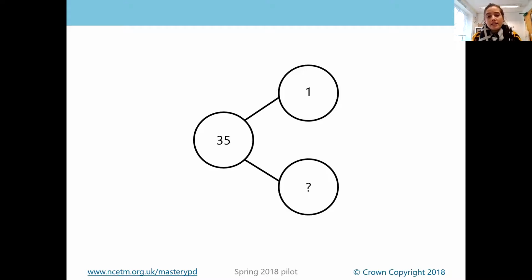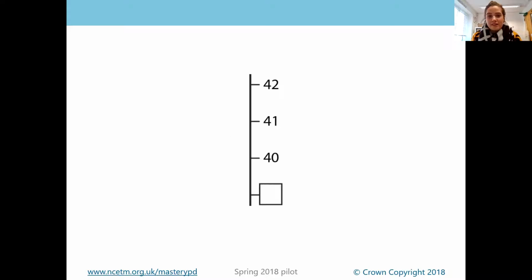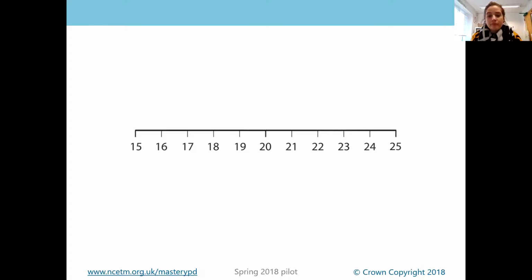Okay, so I've represented it now as a part whole. So if I have 1 here, what's my missing part? Can anybody tell me? 1 and something make 35. Let's see if you were right. 34, brilliant. I've now gone back to my number line. We're looking at lots of different ways of representing this. 1 less than 40. 40 take away 1 is 39. Add 1. 19 add 1 is 20. 20 take away 1 is 19.